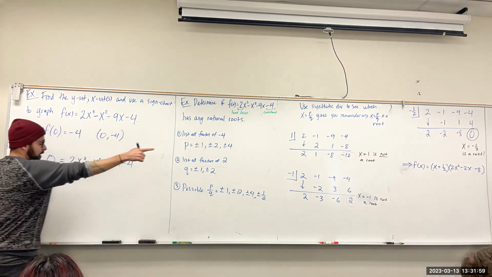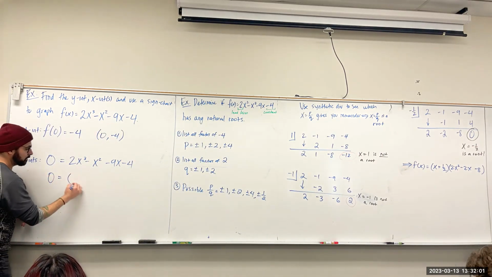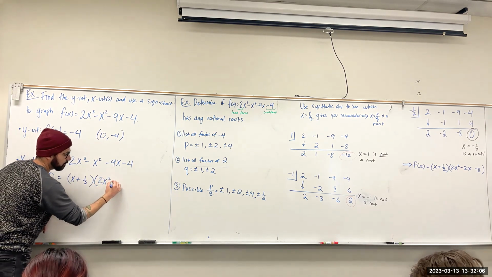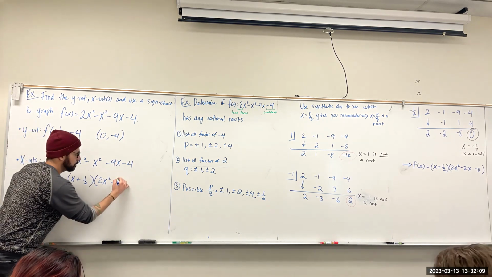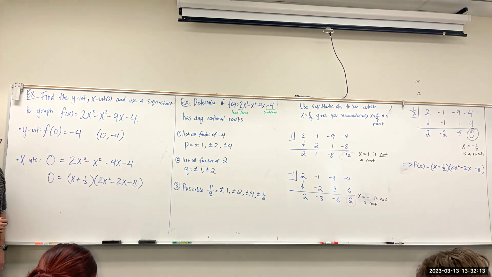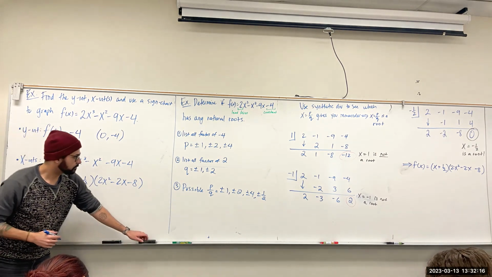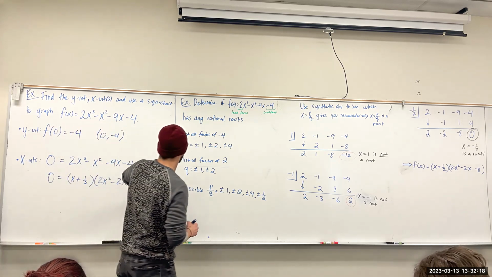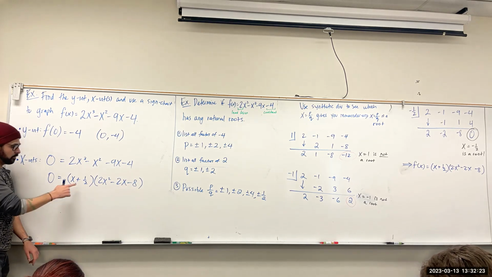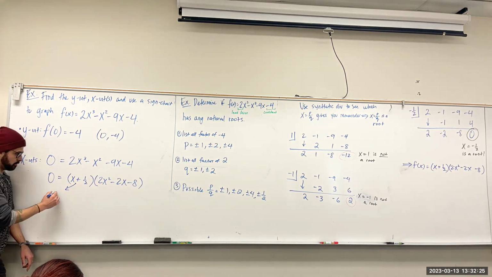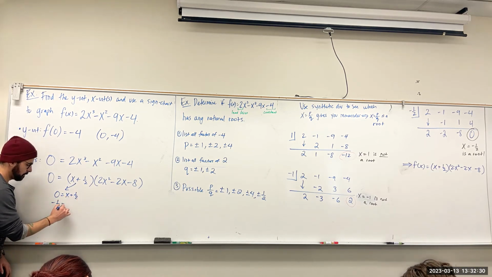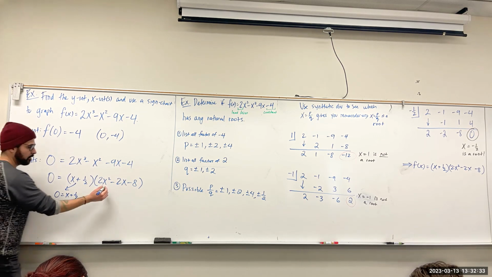So we know from that work that this factors into (x + 1/2)(x squared minus 2x minus 8). What makes this equal to 0? Negative 1/2. And then you set this other factor equal to 0.